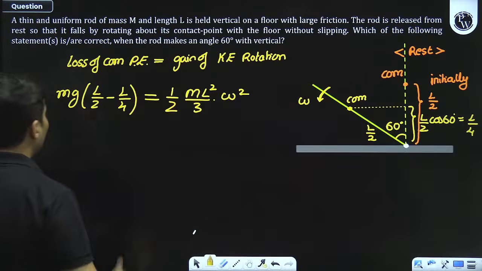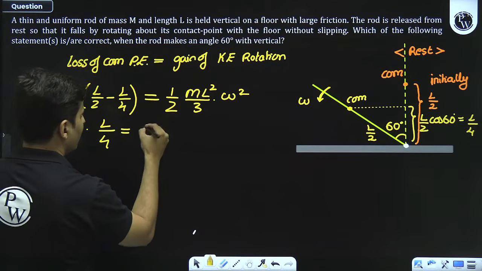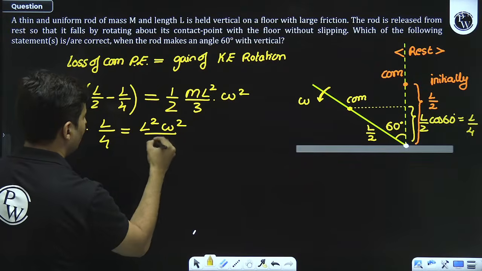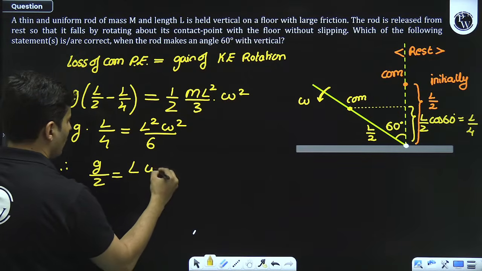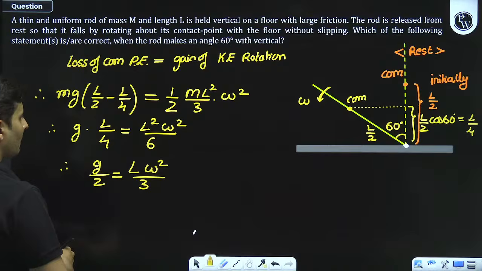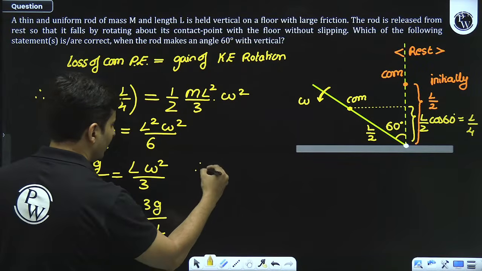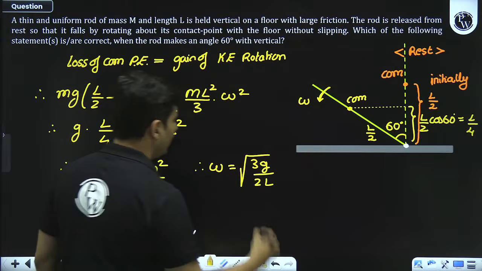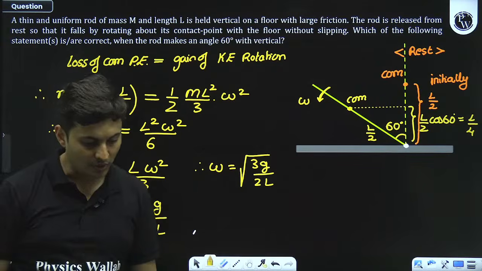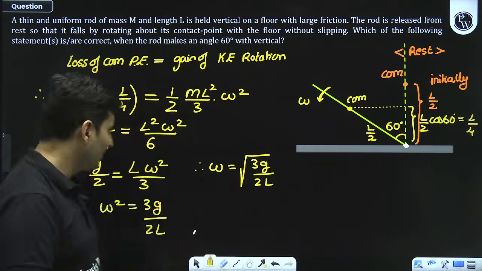Okay, so m will get cancelled, I believe. g will be there. This will become L by 4. This will become L square omega square divided by 6. L gets cancelled, 2 gets cancelled. So g divided by 2 is L omega square divided by 3. Is that right? 4 divided by 2 is 2, 6 divided by 2 is 3. So omega square will become 3g by 2L. Therefore, omega will be root of 3g divided by 2L. Yes, everyone? This is the first step which we got. Okay, perfect. Let's see which of the options are matching now.